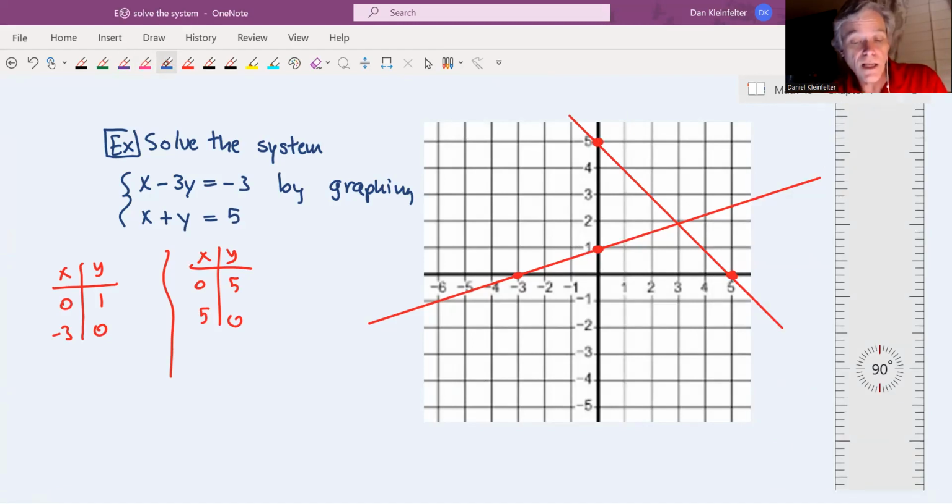And you can see that the two lines intersected in this single point. So let me just circle that. It looks like they intersect at the point 3, 2.